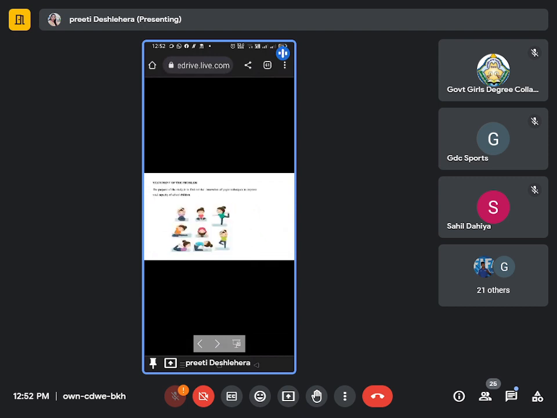Next one is vital capacity. Vital capacity is the amount a person can inhale and exhale.